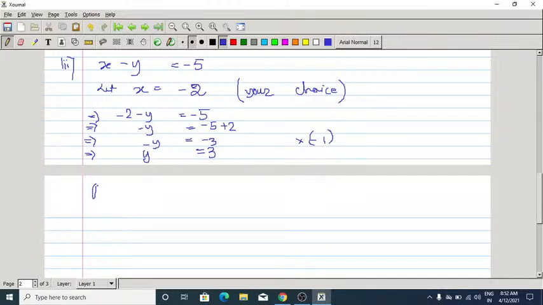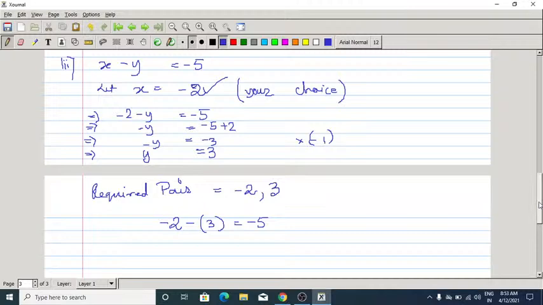So what is the required pair? X and y. What value have you taken for x? Minus 2. And what value of y did it come to? 3. So the pair is minus 2, 3. Okay, you have to write here that minus 2 minus 3 is equal to minus 5.